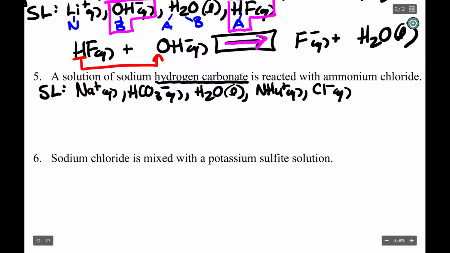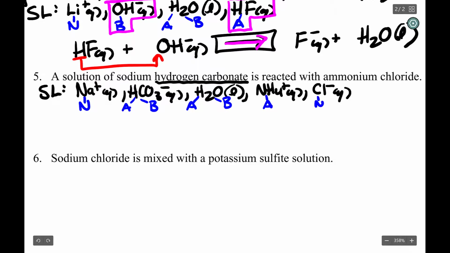So then I label everything as acid, base, both or neither. So sodium is neutral, so neither. Hydrogen carbonate could act as an acid, or it could act as a base because it is amphiprotic. It has a hydrogen and it has a negative. Water is amphiprotic, but it's the weakest acid and weakest base. Ammonium ion can only act as an acid.